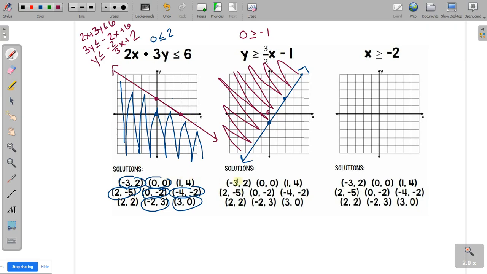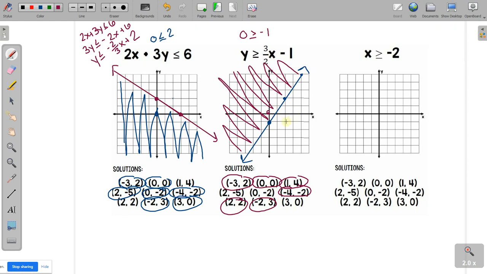Now let's test our points. (-3, 2) is a solution. (0, 0) is a solution. (1, 4) is a solution. (2, -5) is not a solution. (0, -2) is not a solution. (-4, -2) is a solution. (2, 2) is on the line and it's solid, so it's a solution. (-2, 3) is a solution, and (3, 0) is not a solution.